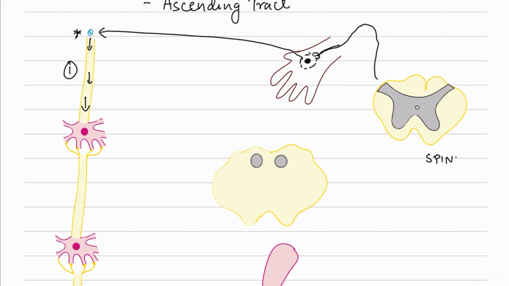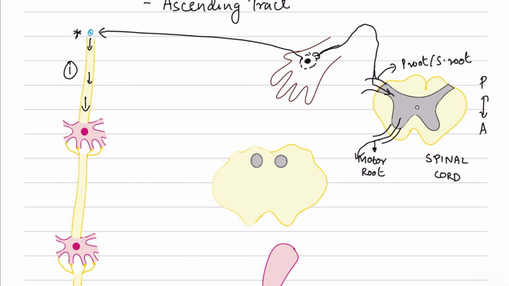The structure I have drawn here is the spinal cord. There are a few things you need to know about it. This is a cross section of the spinal cord, and it has two roots. This is the posterior part and this is the anterior part. The anterior root is the motor root, through which motor fibers leave the spinal cord, whereas the posterior root is the sensory root, through which all the sensory fibers enter the spinal cord.